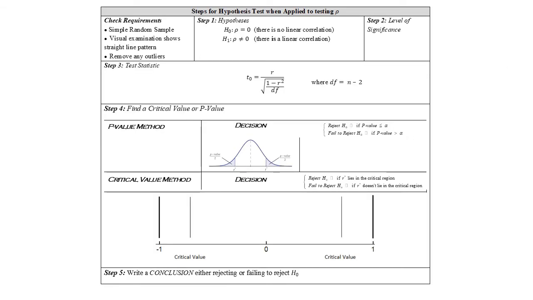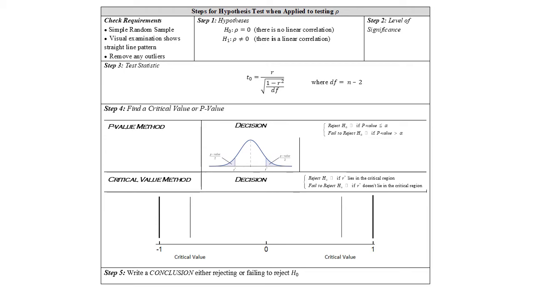So here is the basic process, like any hypothesis test. In this case, we're always going to be assuming that our null hypothesis is that our population correlation coefficient is equal to 0. In other words, that means that there's no linear correlation. And the alternative hypothesis will always be that that correlation coefficient is not 0, and hence there is a linear correlation.